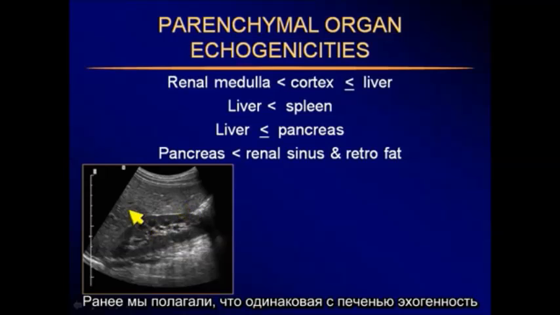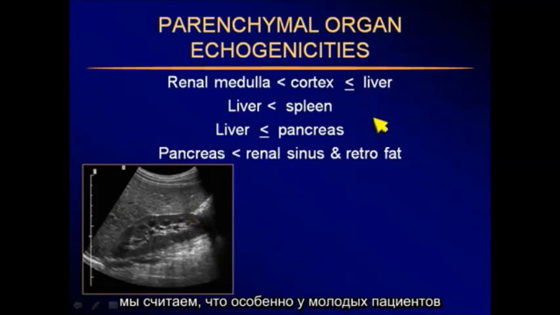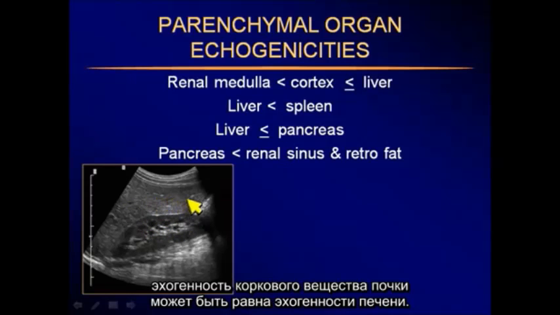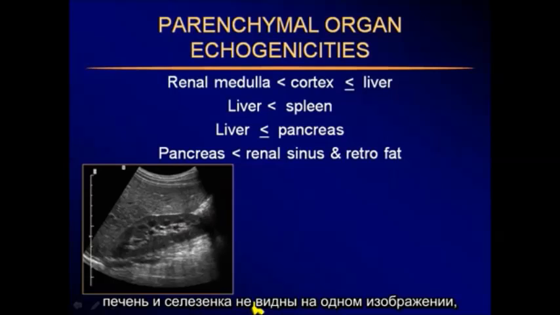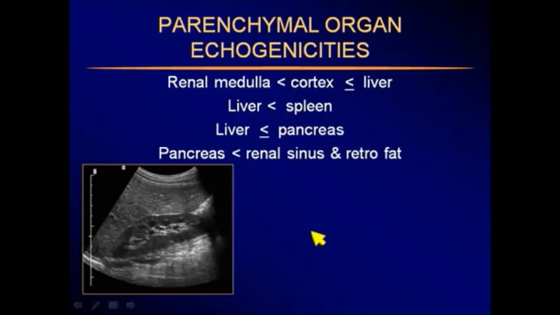We used to think that equal to the liver was abnormal, but now we know that especially in young people, cortical echogenicity could be equal to liver echogenicity. Now, we also know that the liver is less echogenic than the spleen, but that's something difficult to ascertain because usually the liver and the spleen are not on the same picture, and you would really need them to be side by side to tell which one is more or less echogenic.